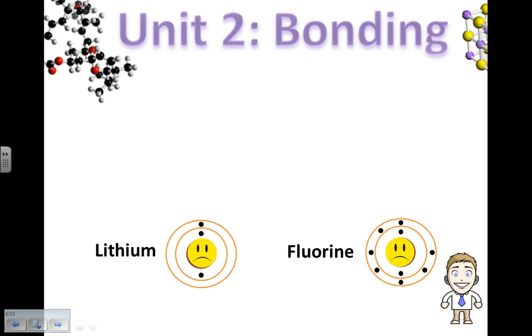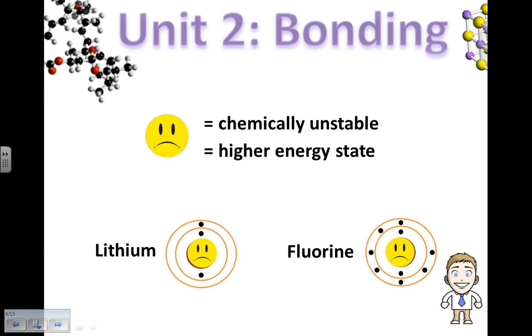Before we start, everyone needs to be aware that this term unhappy is really not an appropriate way to describe atoms. They're particles. They don't have feelings, happy or sad. So when we say that an atom is unhappy, what we're really saying is that it's chemically unstable in the form that it's shown. It doesn't want to exist in that particular form. Another way to say unhappy would be to say that these atoms are in a higher energy state.